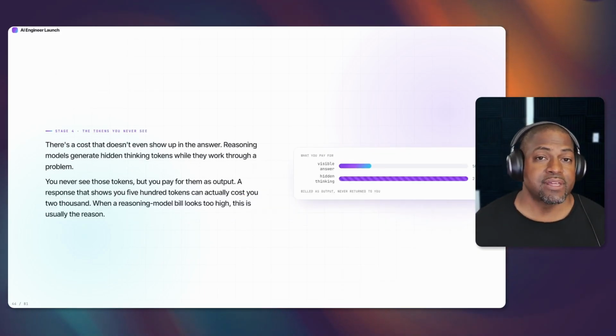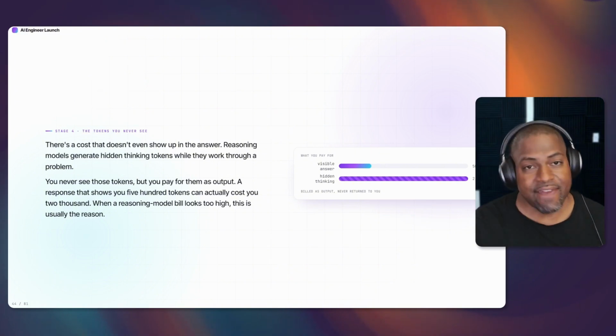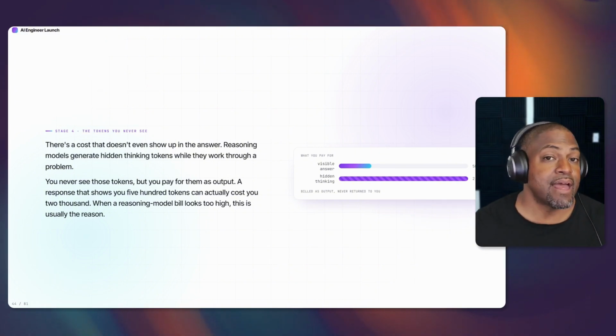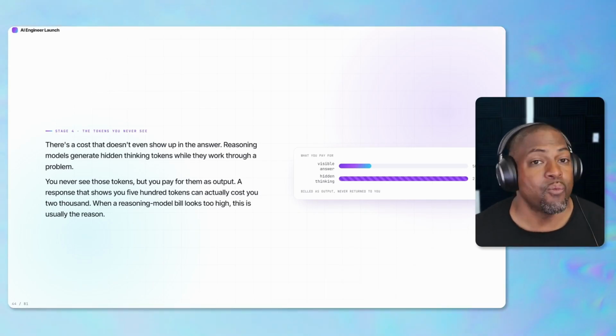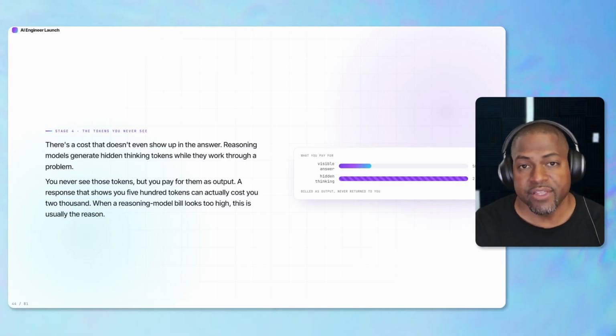Reasoning models generate hidden tokens while they work through a problem. I never see those tokens, but I pay for them as output. A response that shows 500 tokens can actually cost 2,000 tokens billed. When a reasoning model bill looks too high, this is usually the reason.